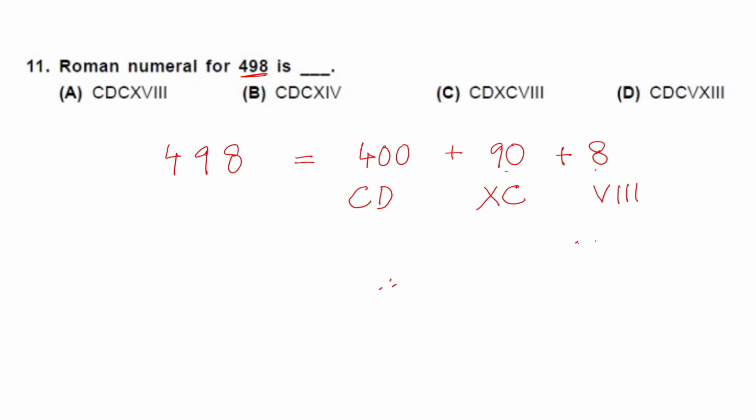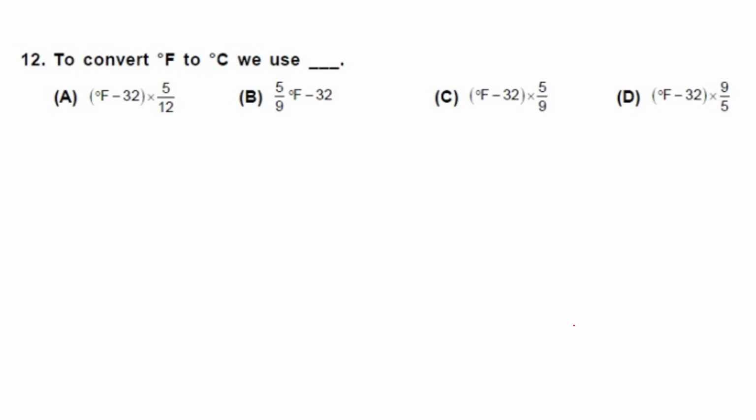Well, you can pick up those which have VIII in the end. So you can eliminate these two, and then now you match CD and XC, which is in option C. So that is your right answer. Let's go to the next question.